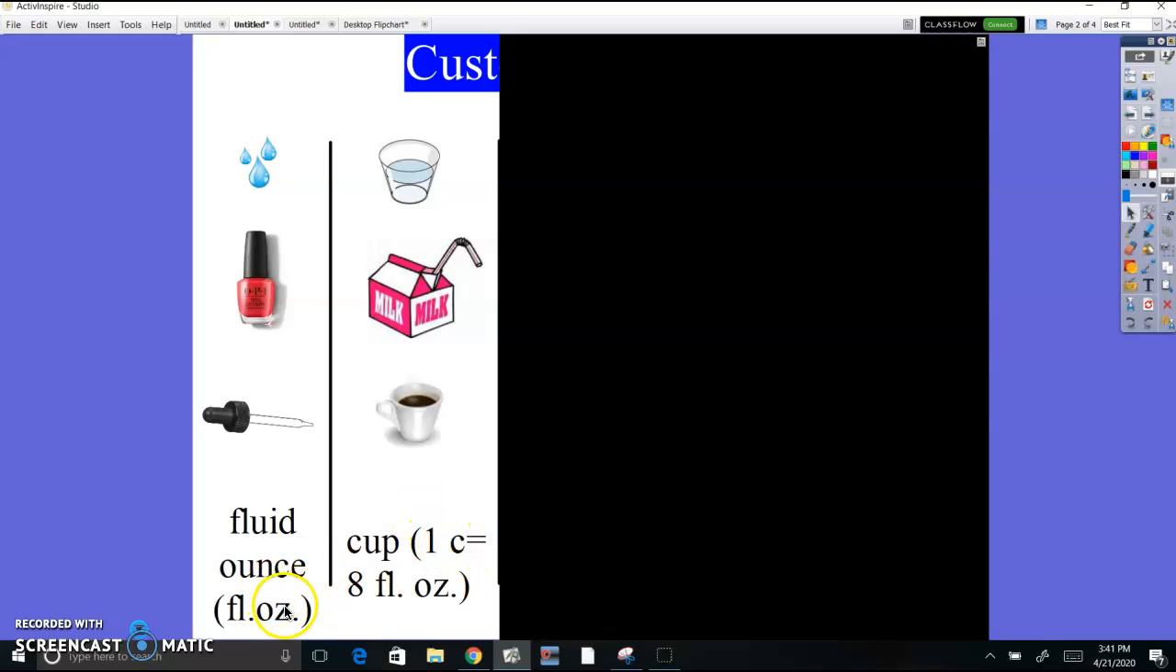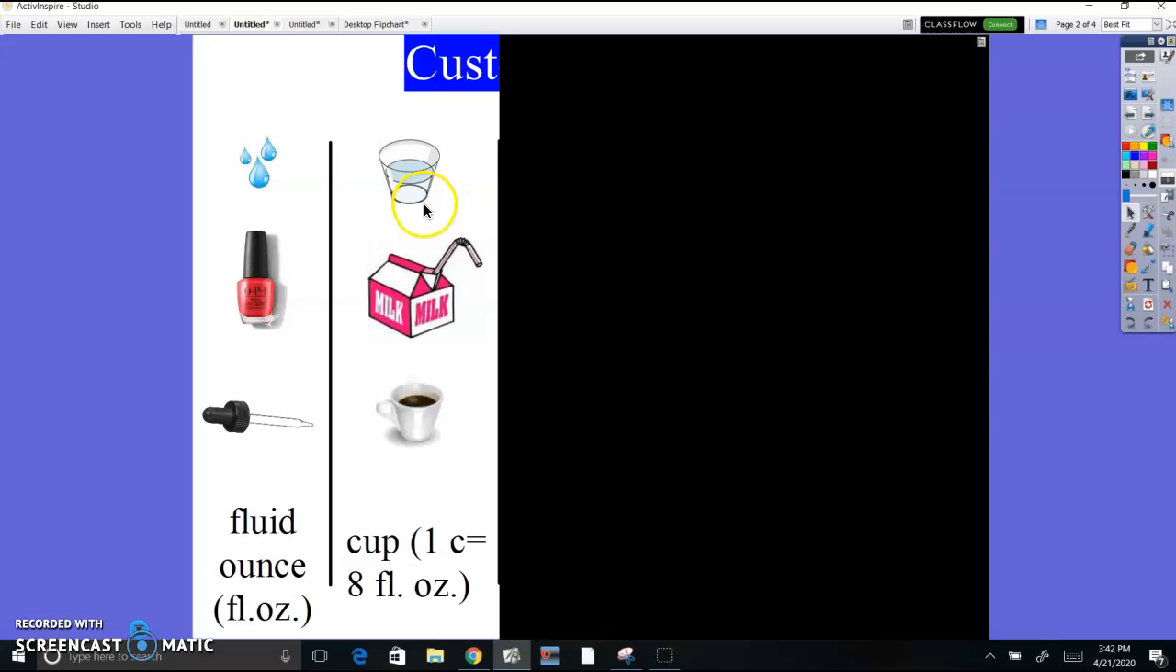Please be careful. Fluid ounces is not the same as ounces. The word ounce by itself is a unit to measure weight. However, fluid ounce is a completely different unit. Fluid ounce is a customary unit that we use to measure capacity.